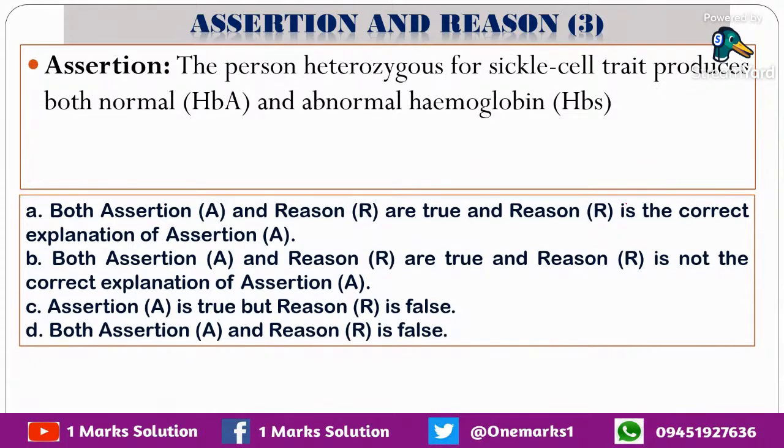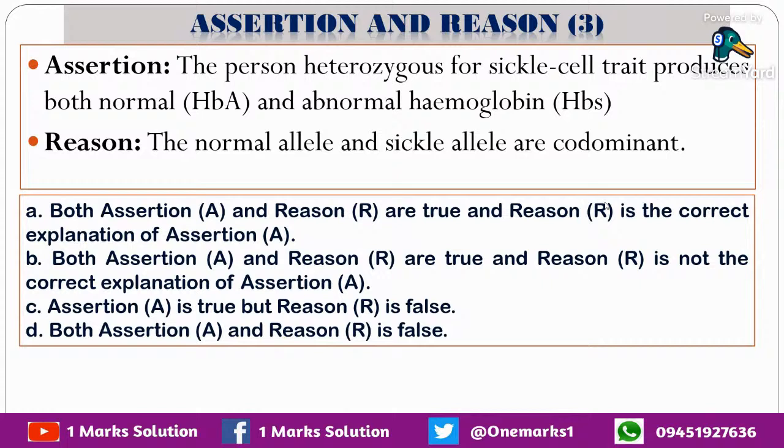Third question assertion is like this. The person heterozygous for sickle cell trait produces both normal and abnormal hemoglobin. Heterozygous trait. Okay, so it is not affected. And the reason says the normal allele and sickle cell are co-dominant. Okay, the first statement is true.